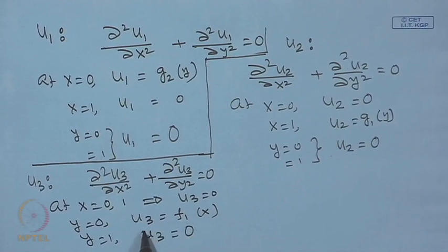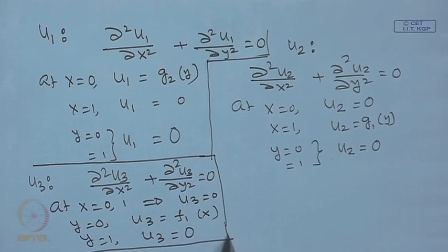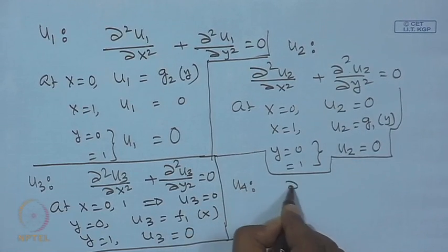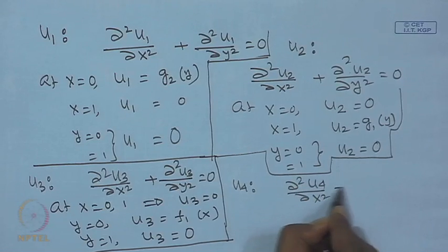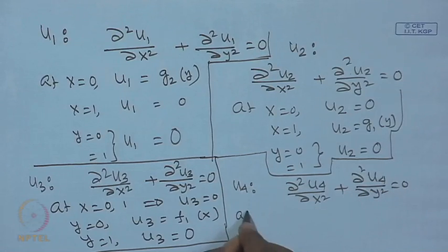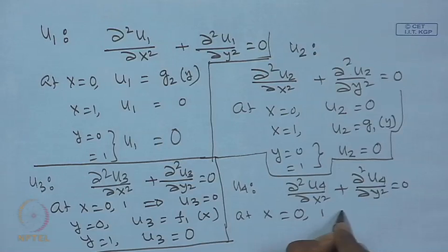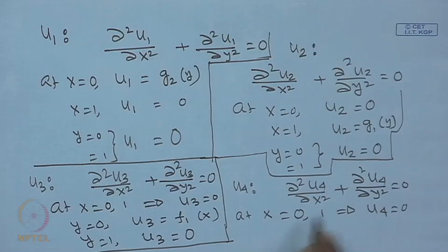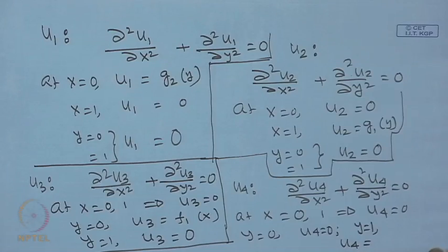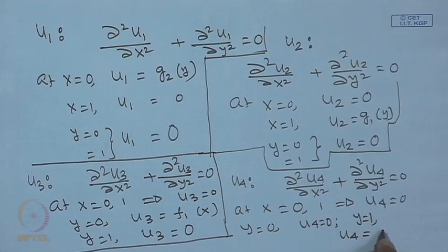So, therefore, we keep the boundary condition at y equal to 0, that non-homogeneity we keep intact, and force the other 3 non-homogeneities to vanish. Therefore, we can formulate similarly the 4th sub problem: del square u4 del x square plus del square u4 del y square is equal to 0, with u4 equal to 0 at x equal to 0 and 1, and at y equal to 0, we force the non-homogeneity to vanish, and at y is equal to 1, we keep that non-homogeneity intact.